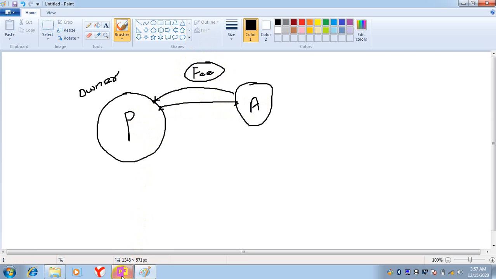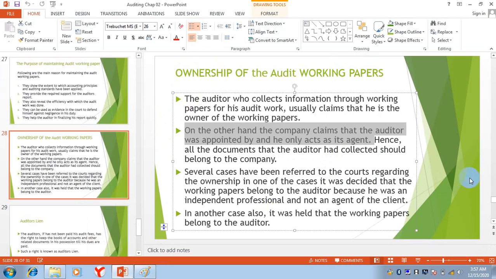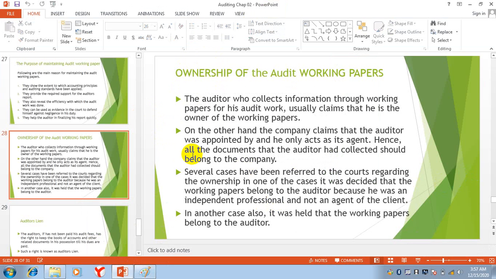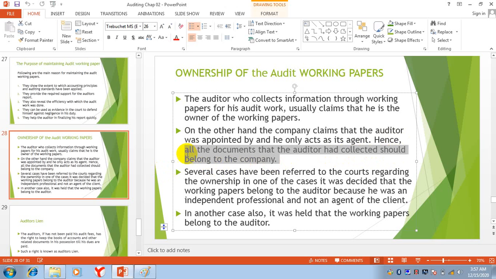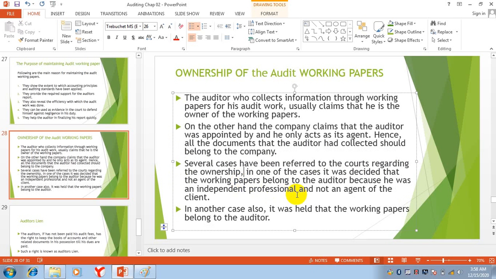There were several cases on this, to decide who will be the owner. Hence, all the documents that the auditor had collected should belong to the company. Since he is working for us, these documents belong to the company. Several cases have been referred to the courts regarding the ownership. There are lots of cases on this issue.